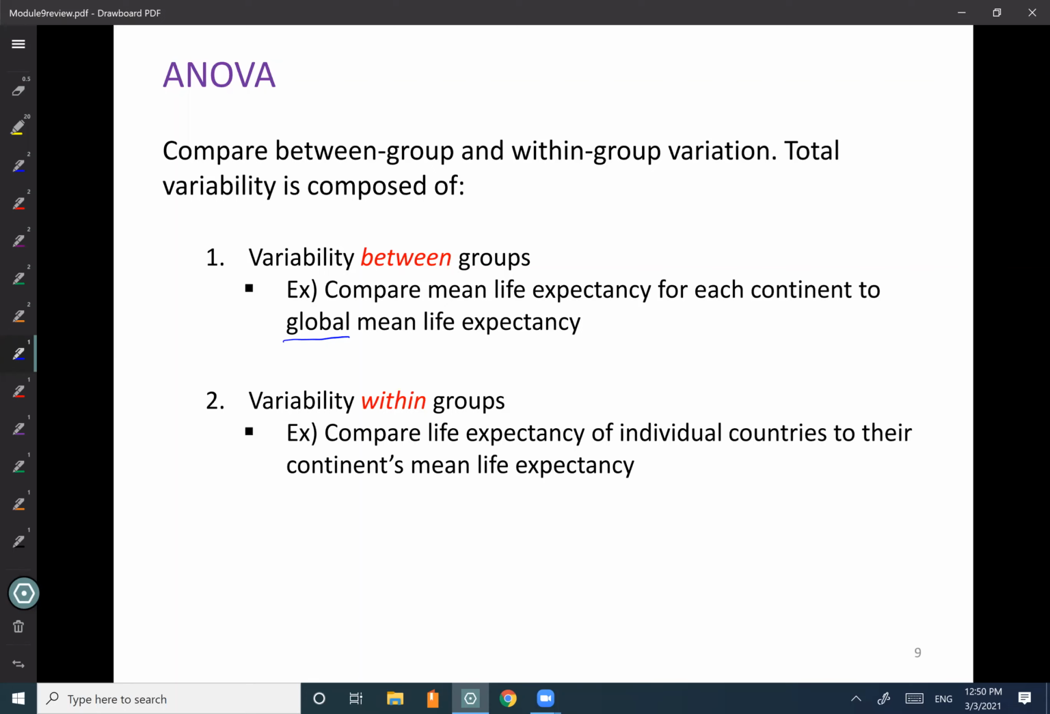Two is the variability within groups, and that would be, for example, comparing the life expectancy of individual countries to their continent's mean life expectancy. So we have 2 sources of variation, between the groups and within the groups. And when you add them together, we get the total variability.